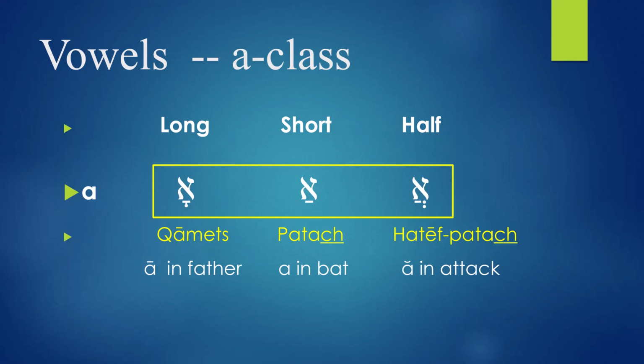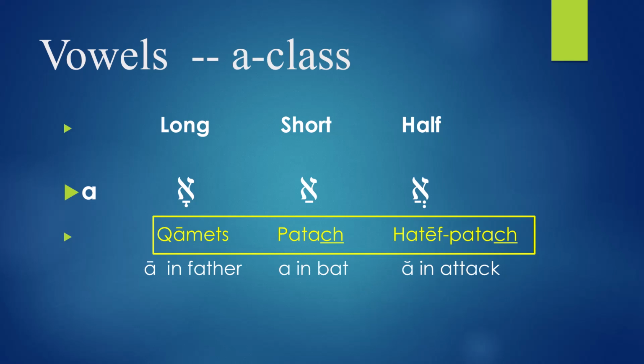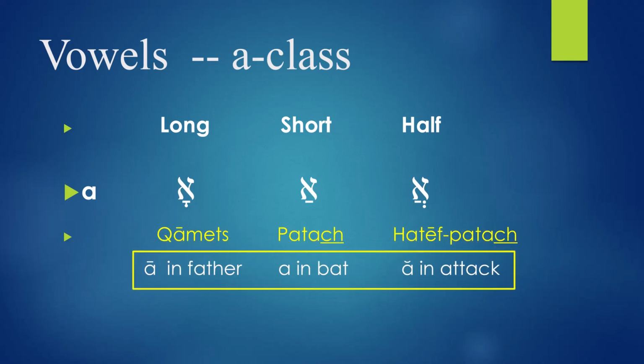And then their name, how the vowel is called in Hebrew, will be immediately under each vowel. These ones right here are the names for each vowel. Their sound guide, how to pronounce the vowel, will be just under the name of the letter. These ones here are sound guides, telling you how the vowel is pronounced.